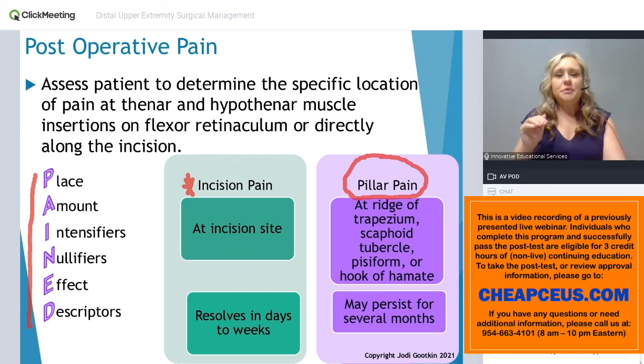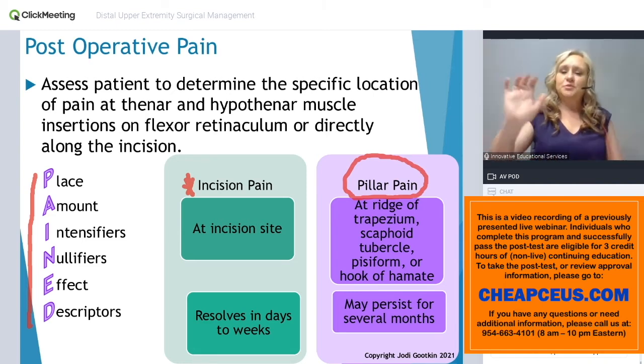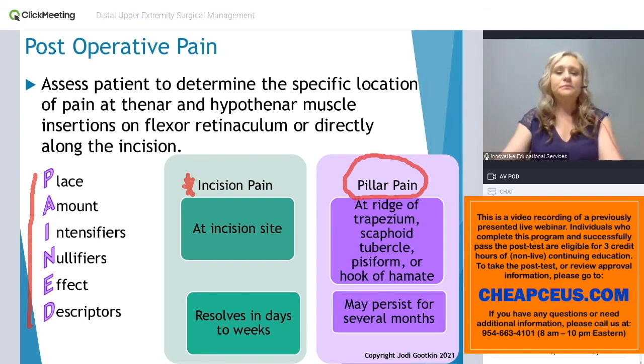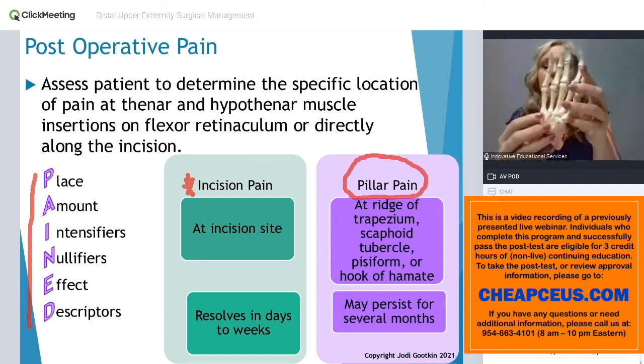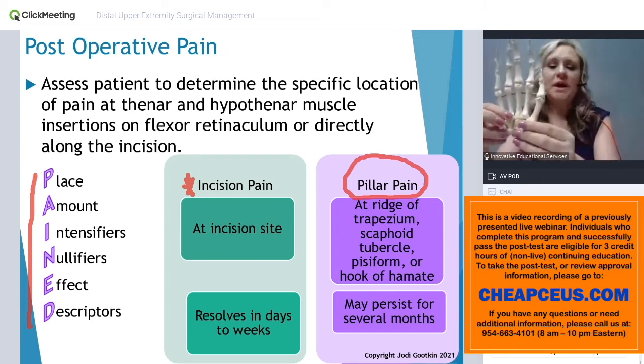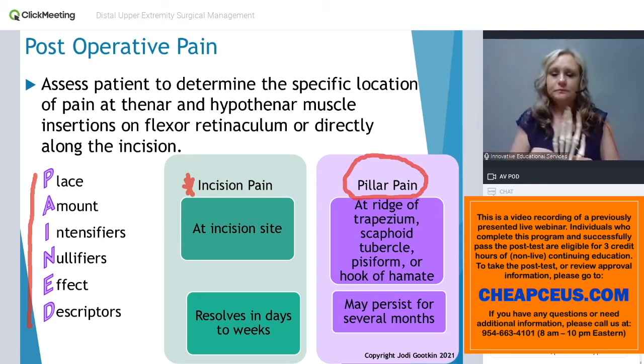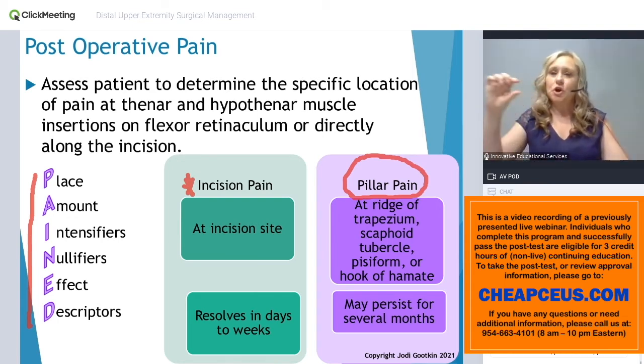Usually this will start to emerge about 1 to 3 months post-operatively when they're starting to return to more function with their hand and doing more weight-bearing activities, pushing off a stand, pushing a door open, a drawer. Pillar pain is described as more of a deep-seated ache, and it tends to be located if you palpate those pillars. So the pisiform, the hamate, and then our scaphoid and our trapezium. That is where that transverse carpal ligament is attaching.